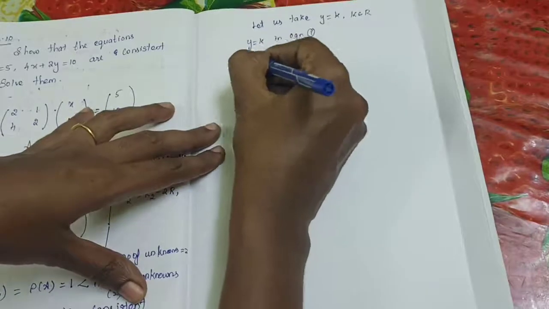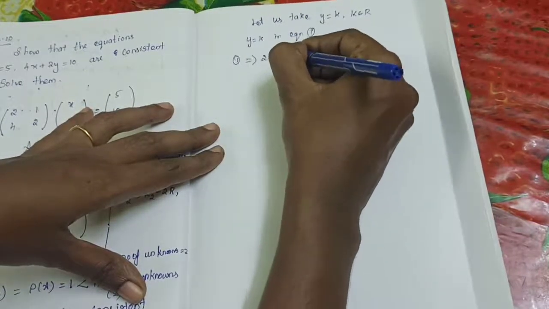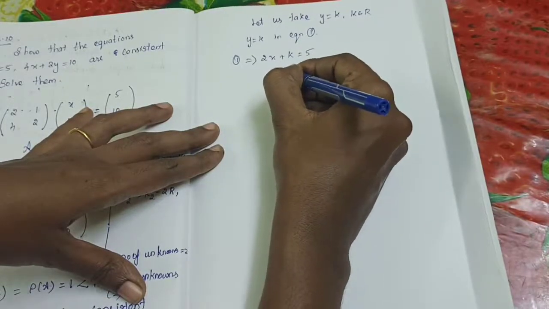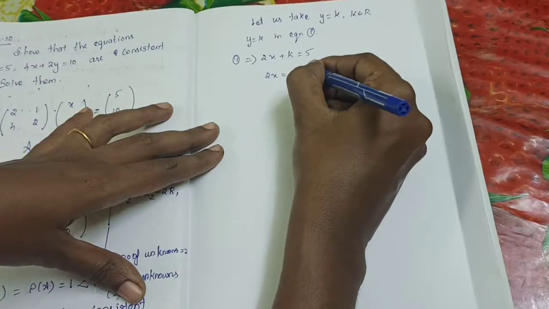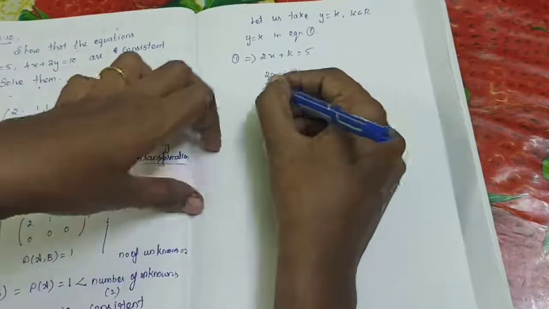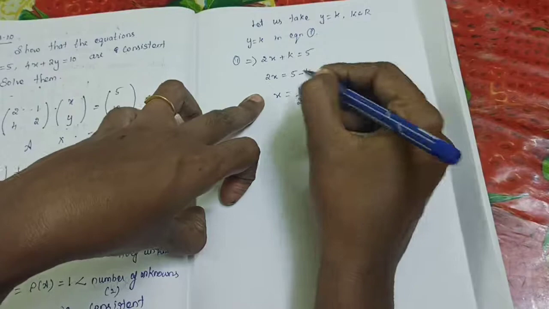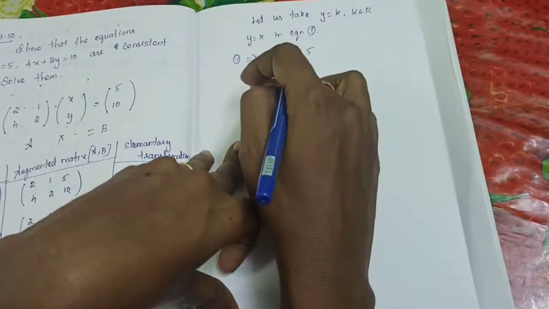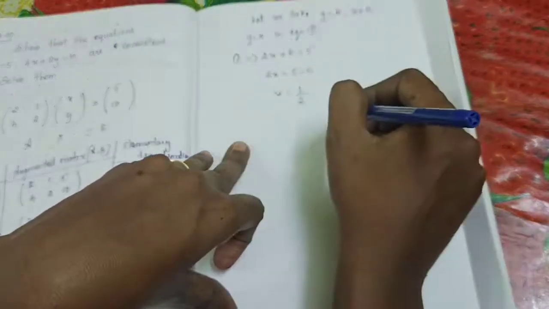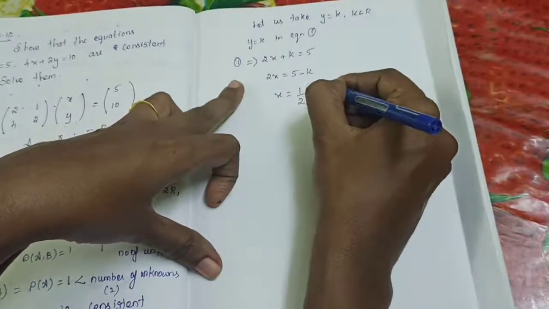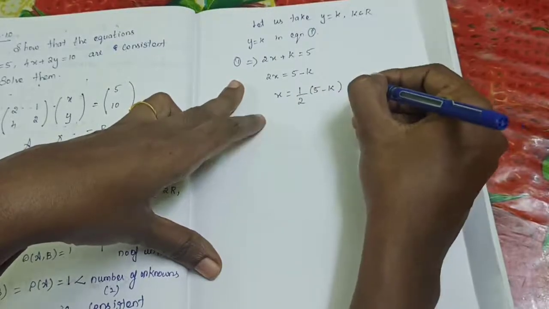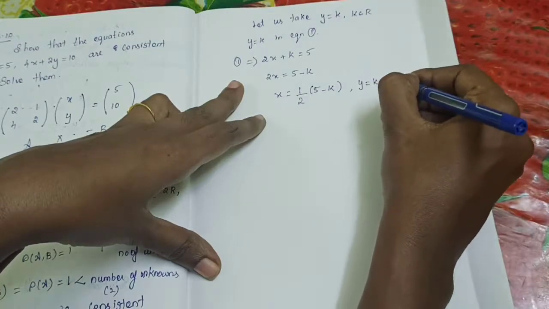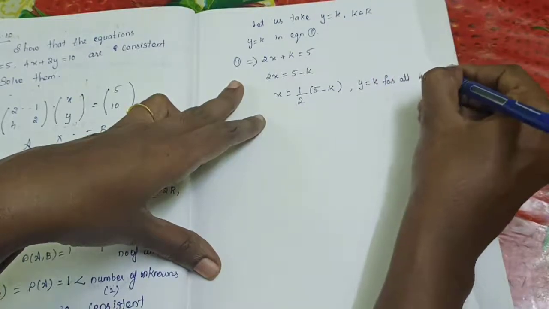Substitute now. Equation 1 implies 2x plus k equals 5. So 2x is equal to 5 minus k. So x is equal to, I am going to bring this 2 to the other side, so 1 by 2. Don't forget, it will go to the denominator, because it is in multiplication, into 5 minus k. So this is the x value. y is equal to k, for all k belongs to R.